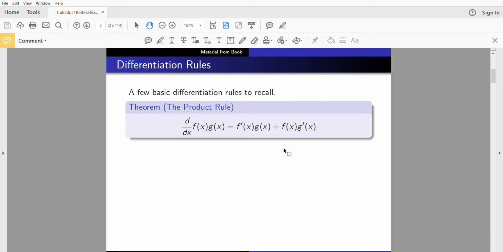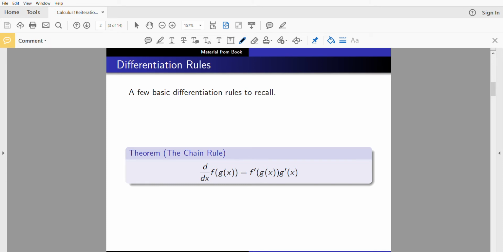So the first thing I want to say here, there are different differentiation rules. So these are the rules that you should know. The product rule says if you have the derivative of a product of two functions, f times g, you take the derivative of the first, you leave the second alone, plus the first, and you differentiate the second one, so the derivative of the second one. So you get f prime g plus f g prime, and that's the derivative of that product.